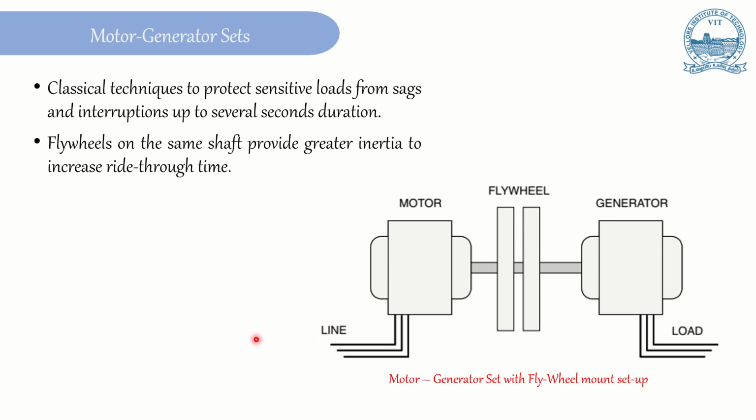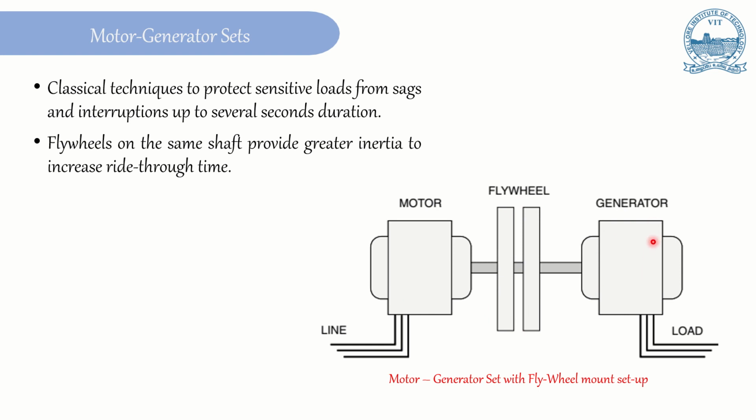For example, from the TNEB we are getting the supply, and from that supply we are running the motor. This motor acts like a prime mover for the generator, and the generator provides a constant voltage according to the load variation. And in case of a power failure, to the same shaft there is attached a flywheel, which acts like an energy storage system. Even if the supply mains fails, the kinetic energy stored in the inertia of the flywheel is used to run the generator at a constant speed for some duration.